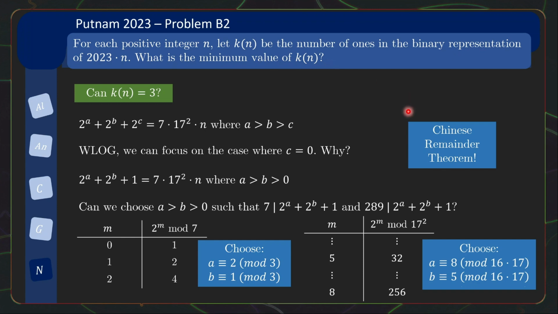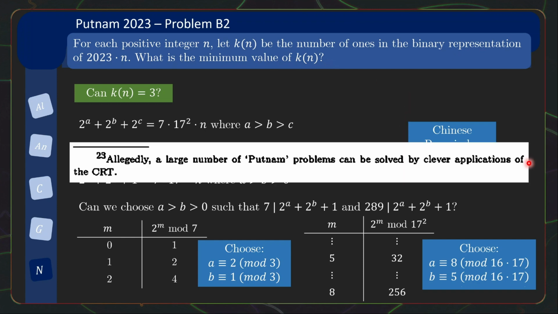So this application of the Chinese remainder theorem reminds me of one of the footnotes that I found in one of my abstract algebra textbooks, which says that allegedly a large number of Putnam problems can be solved by clever application of the Chinese remainder theorem.